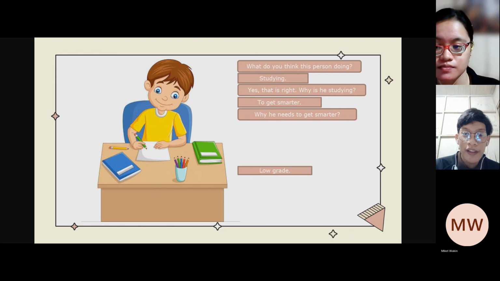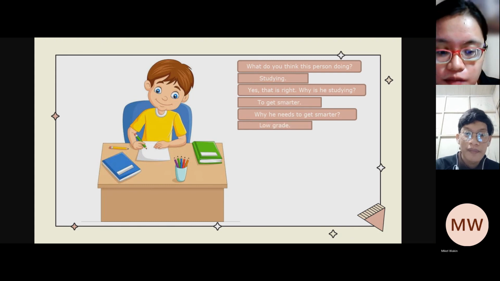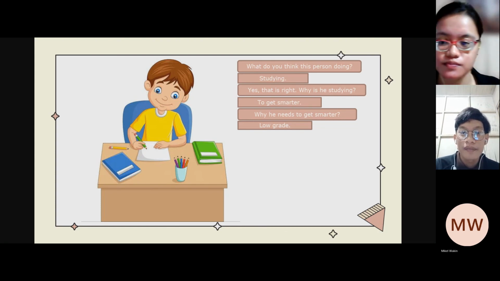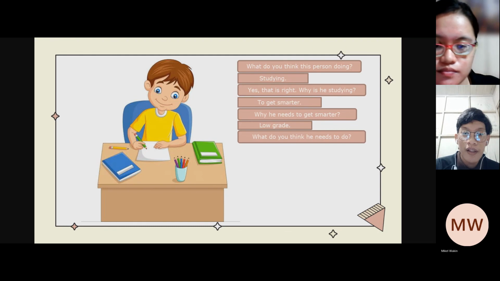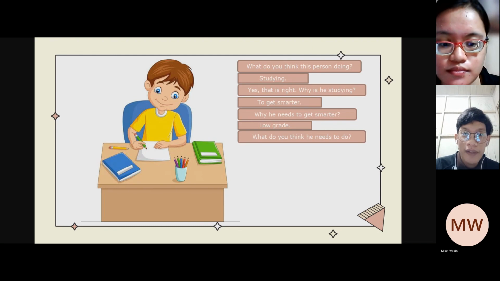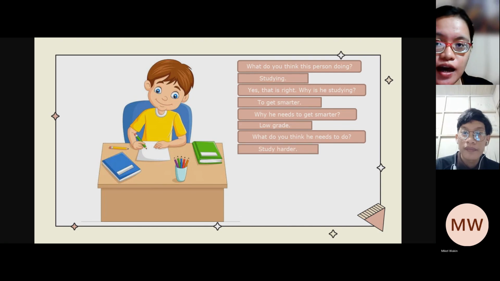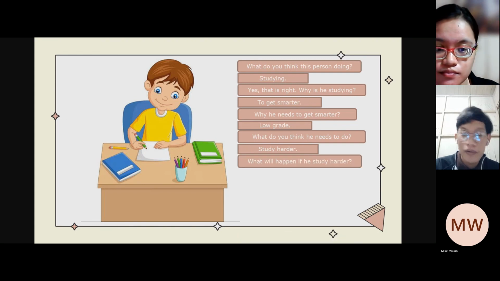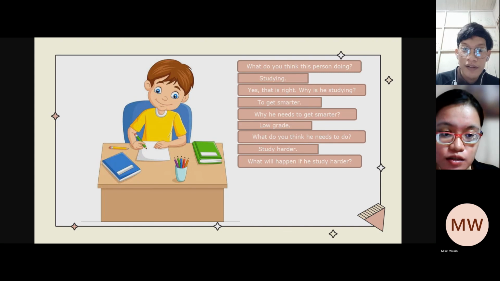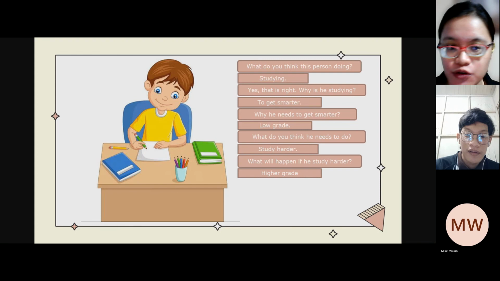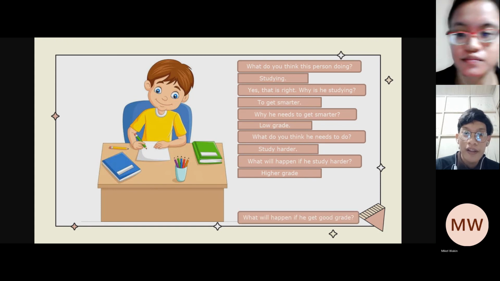Okay. What do you think he needs to do? I think, sir, what he needs to do is to study harder po. Okay. What will happen if he studies harder? If he studies harder, he will get high grades. Okay. What will happen if he gets good grades? If he gets good grades, sir, then he will have a better future. Okay, that is right.